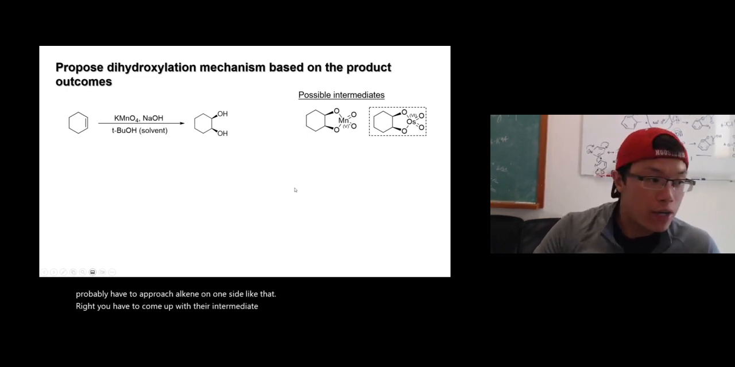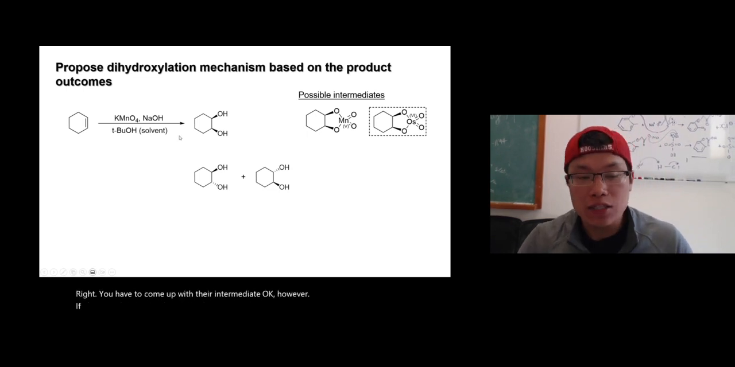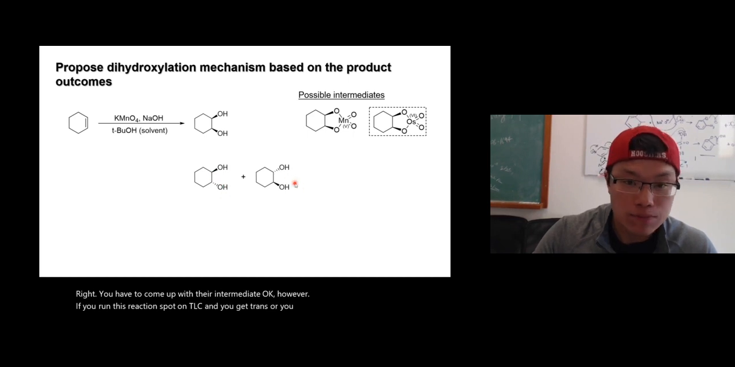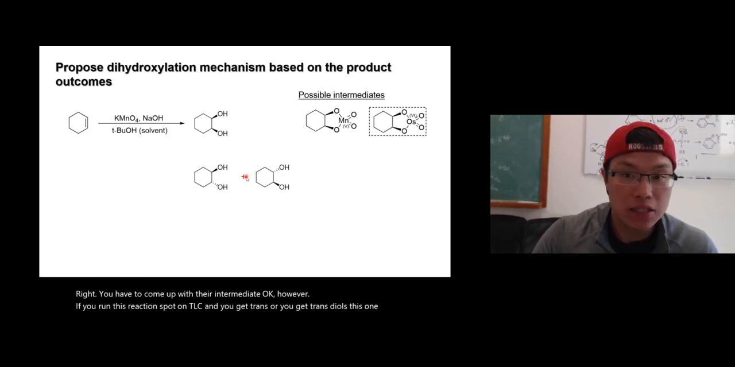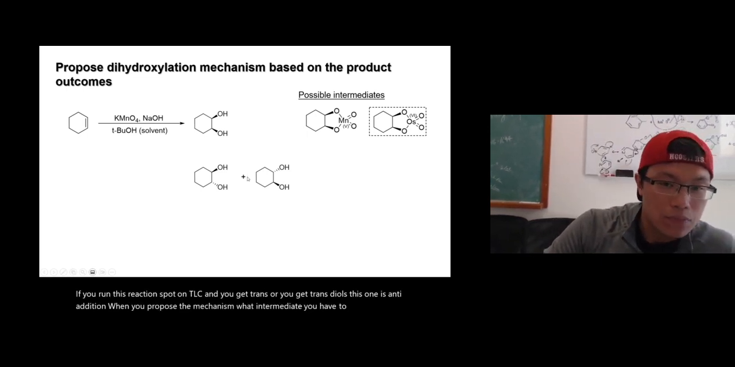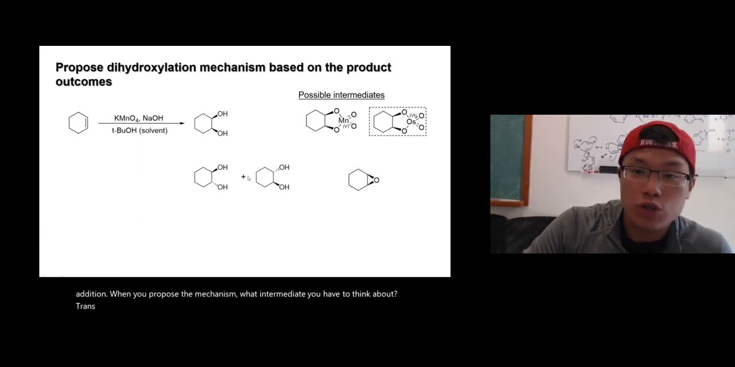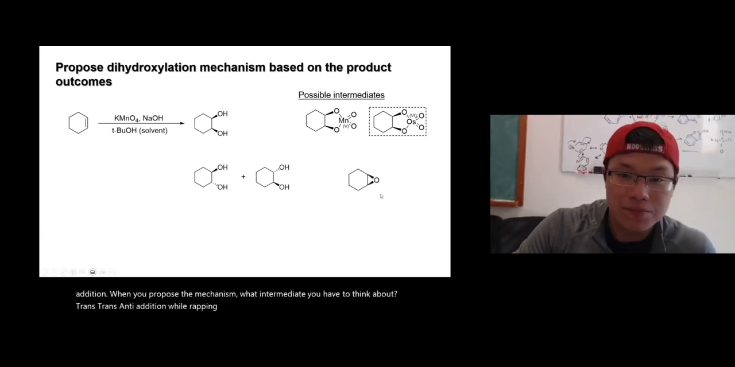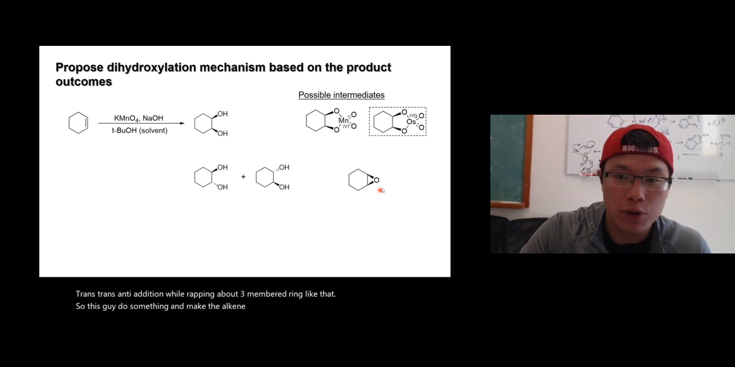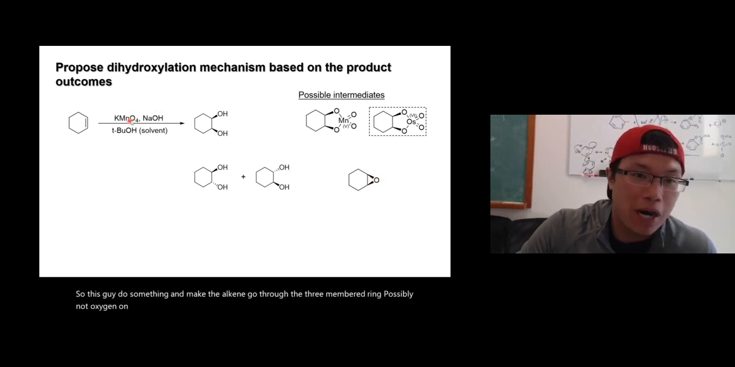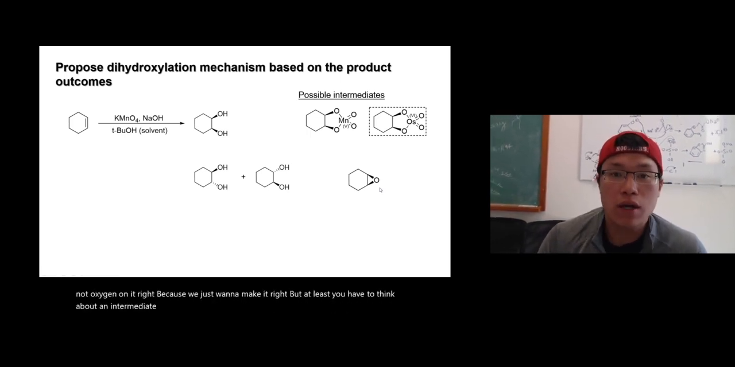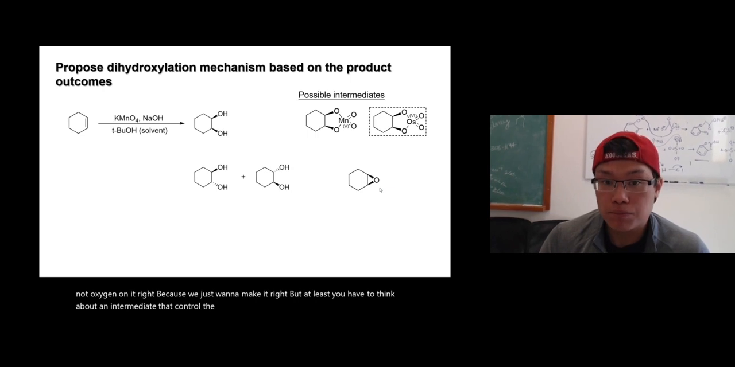Okay. However, if you run this reaction, spot on TLC, and you get trans diols, this one is anti-addition. When you propose the mechanism, what intermediate do you have to think about? For anti-addition, well, you have to think about a 3-membered ring like that. So this guy does something and makes the alkene go through a 3-membered ring, possibly not with oxygen on it, because we use permanganate, right? But at least you have to think about an intermediate that controls the stereochemistry outcome.